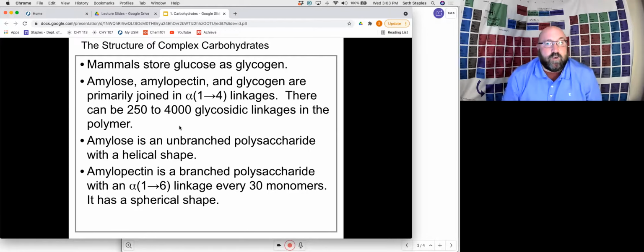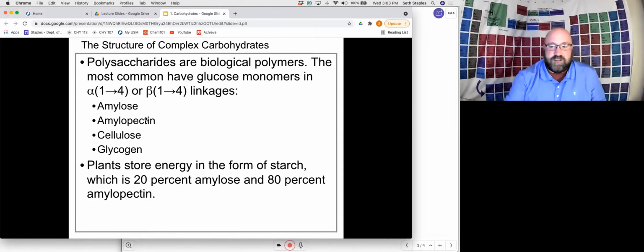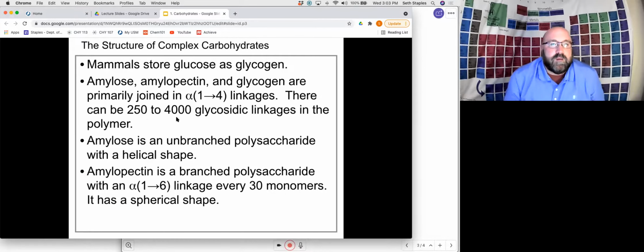Mammals store their glucose as glycogen. And so if we take in too much glucose, more than our cells need, we're going to then store that as glycogen, which is going to be just glucose molecules. So picture just one glucose ring, now linked together, anywhere from 250 to 4,000 molecules long. That's glycogen. That's one of the various polymers.